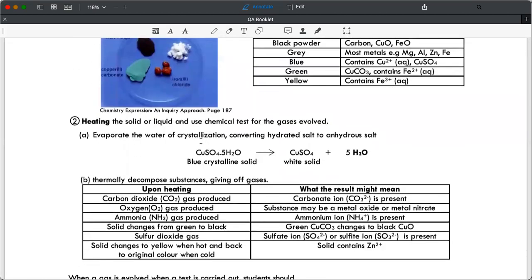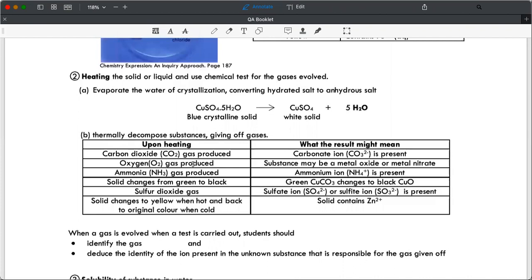Sometimes you are required to heat the solid or liquid and use chemical tests to test for the gases involved. So you may be required to evaporate the water of crystallization first to convert the hydrated salt to anhydrous salt. This is the water of crystallization. And if you are required to thermally decompose a substance, as the question requires you to do heating, then observe for possible inference. For example, if the gas produced, bubbled into limewater, produces a white precipitate, then carbonate ion is present as carbon dioxide was produced.